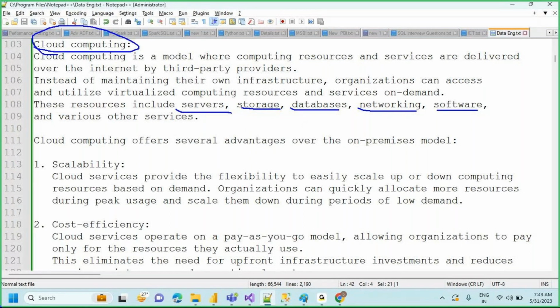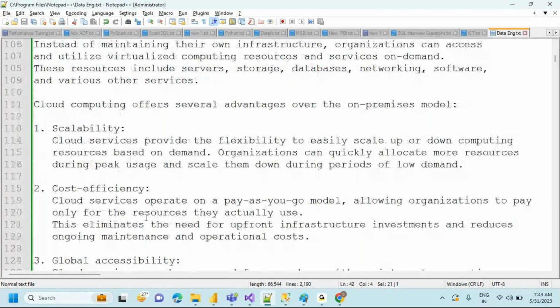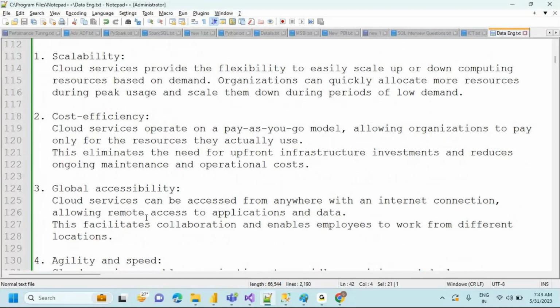So what are the benefits if we go for cloud computing? That may be Microsoft Azure, Amazon Web Services, or GCP, Google Cloud Platform. Whatever it is, vendor to vendor there will be a slight difference, but most of the things are provided with the same features. The first benefit is scalability. Cloud services provide the flexibility to easily scale up and down.